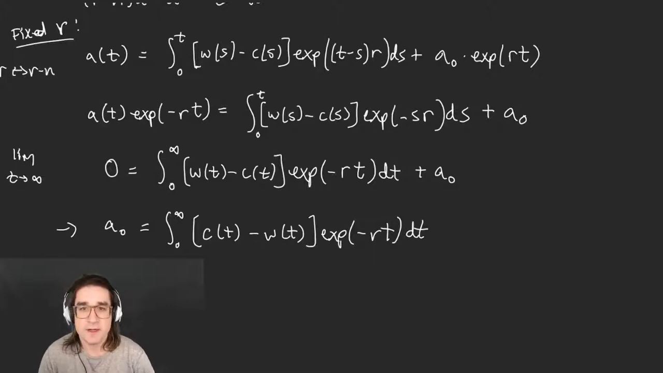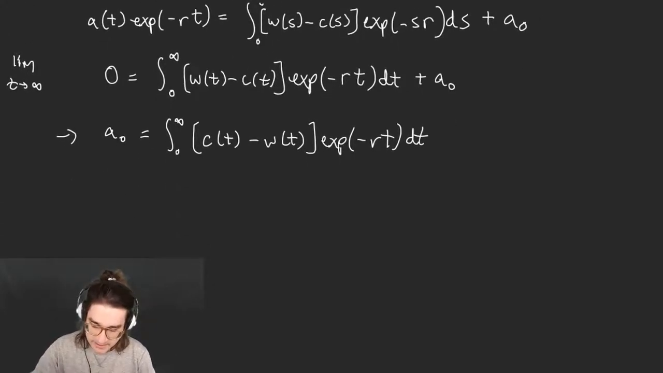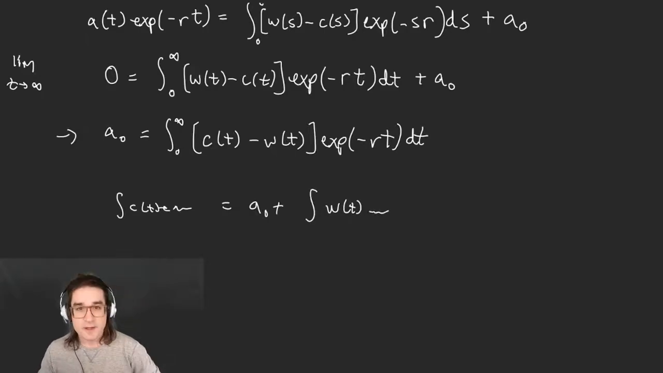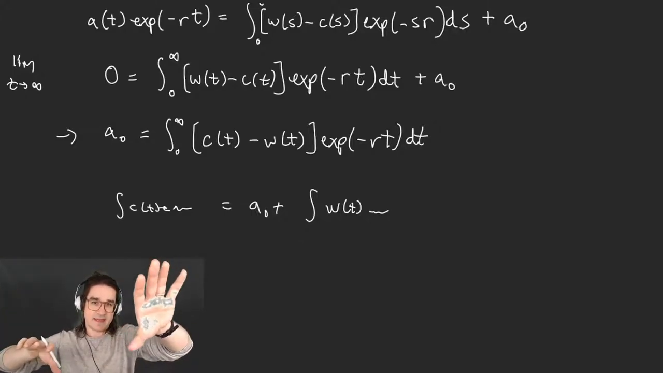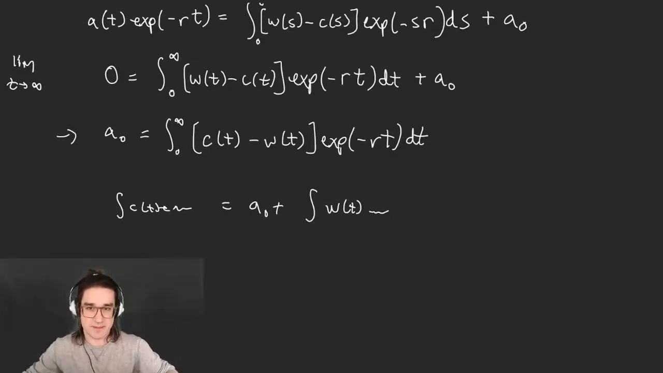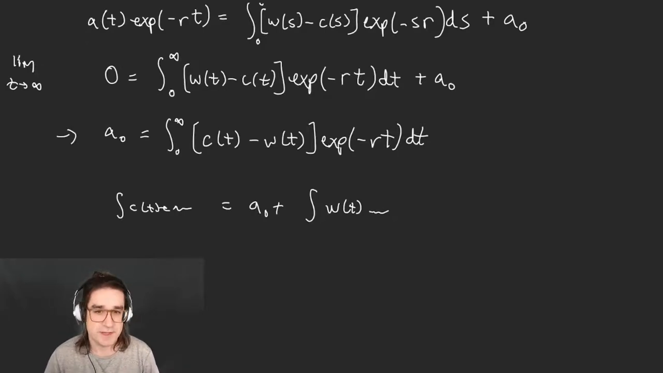Yeah, and you could phrase it in a more non-differential sense where you could say, okay, well, this means that the integral of C(t), blah blah blah, is equal to A0 plus the integral of W(t), blah blah blah, right? So this would be saying, okay, the present value of your consumption stream is equal to your initial asset position plus the present value of your wage stream. Okay, so that makes more sense, and in some sense there is an appeal to that. You could write it like that too. All right, so that's the present value budget equation.